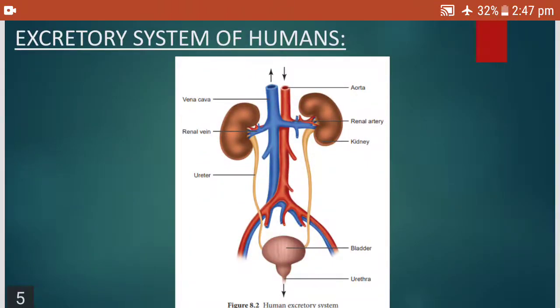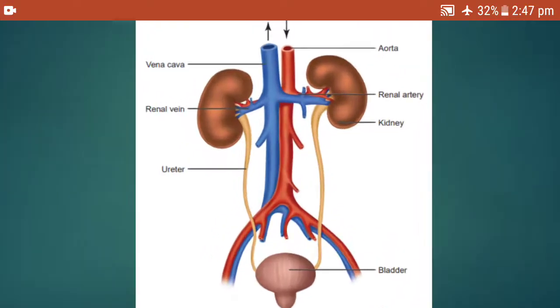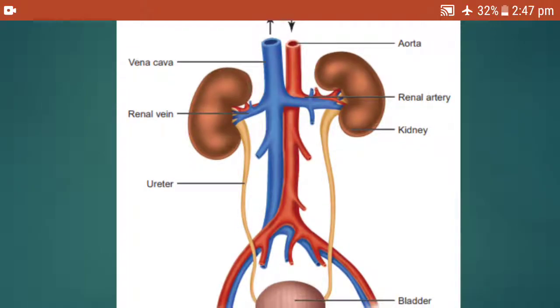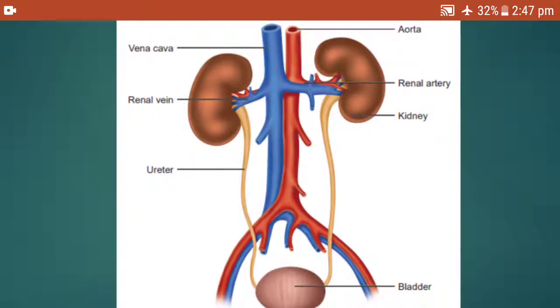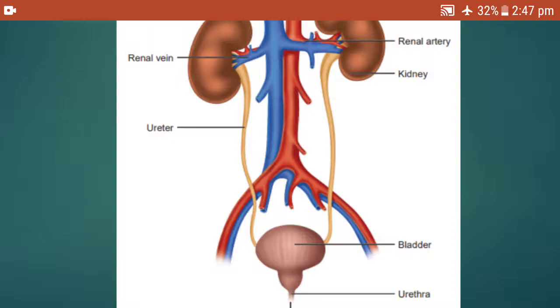Now we will see what the human excretory system is. Actually, the human excretory system consists of a pair of bean-shaped kidneys, as you can see here, and two long tubes which are called the ureters, which open into a sac-like structure, the urinary bladder, which opens to the exterior by the opening called the urethra.